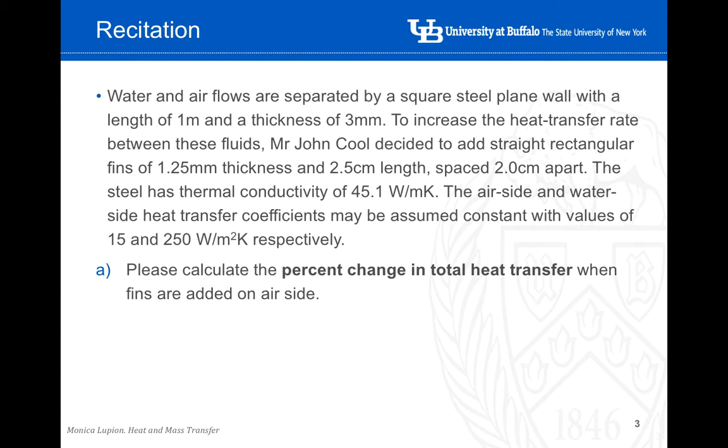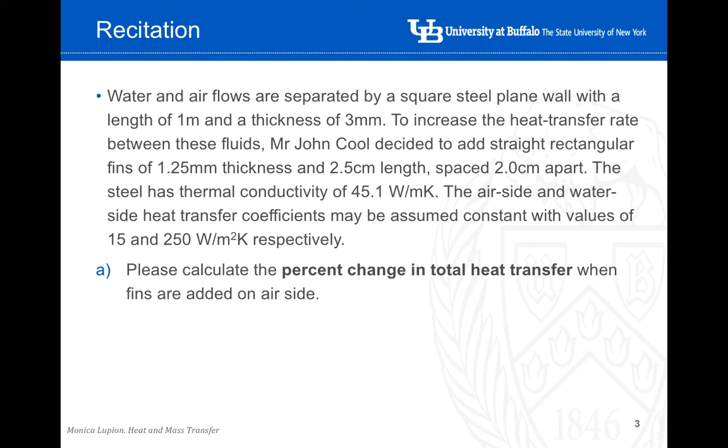Water and air flows are separated by a square steel plane wall with a length of 1 meter and a thickness of 3 millimeters. To increase the heat transfer rate between these fluids, Mr. John Cole decided to add straight rectangular fins of 1.25 millimeters thickness and 2.5 centimeters length, spaced 2 centimeters apart.